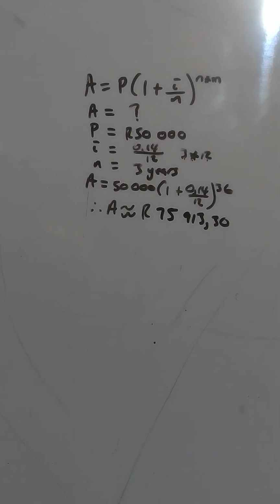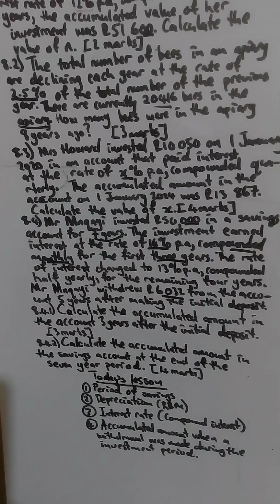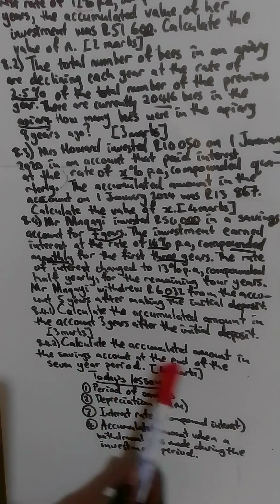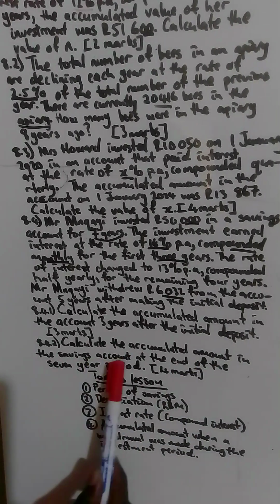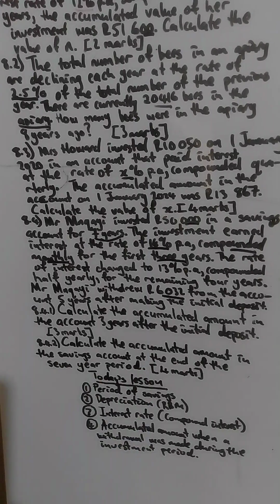So let's go to the question which I enjoy, 8.4.2. The question simply asks: calculate the accumulated amount in the savings account at the end of the 7-year period, right? So we must know how much Mr. Mungai has got in his savings account after 7 years, after making the initial deposit of 50,000 rands.